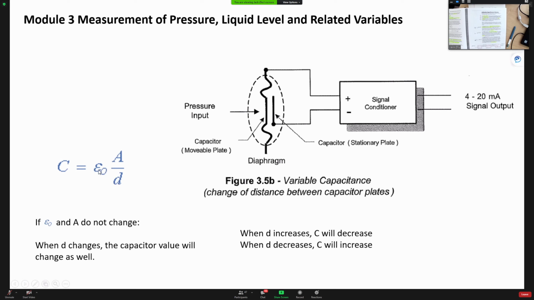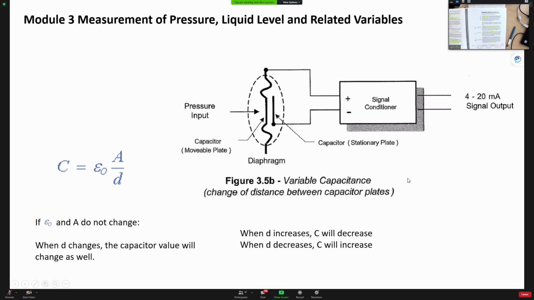The K is a constant we call the permittivity, but we don't need to worry about that too much now. The capacitance is based on the area of the plate over the distance between the two plates. So if the pressure causes this capacitor plate to move closer, your capacitance will become larger. When the plate moves farther away, your capacitance will become smaller.